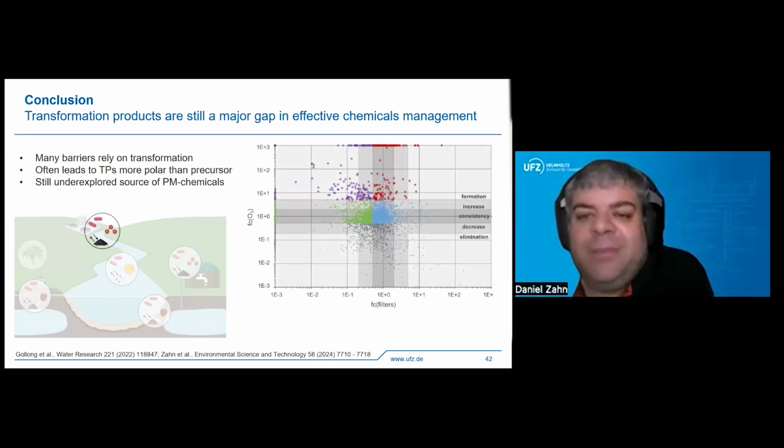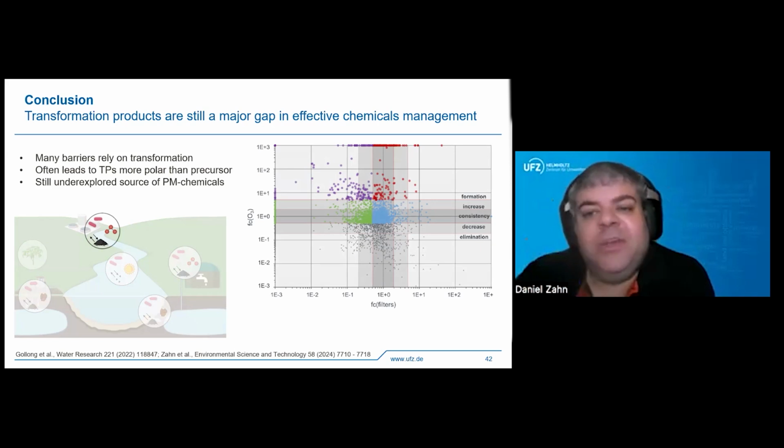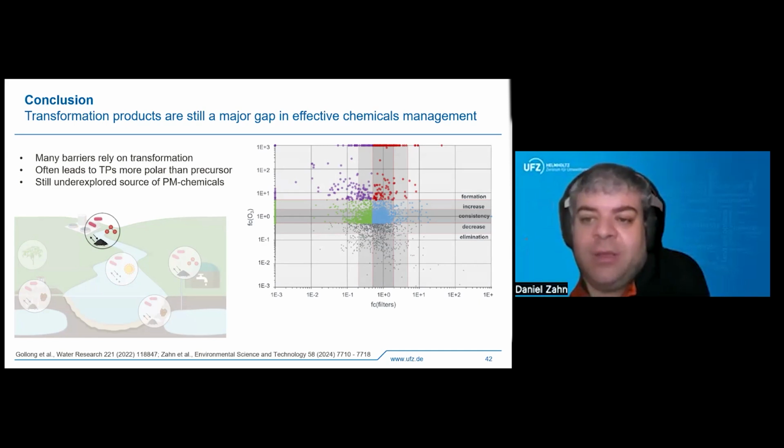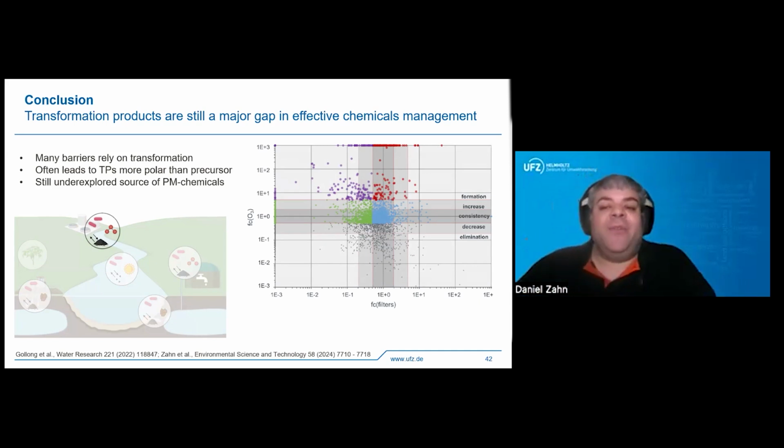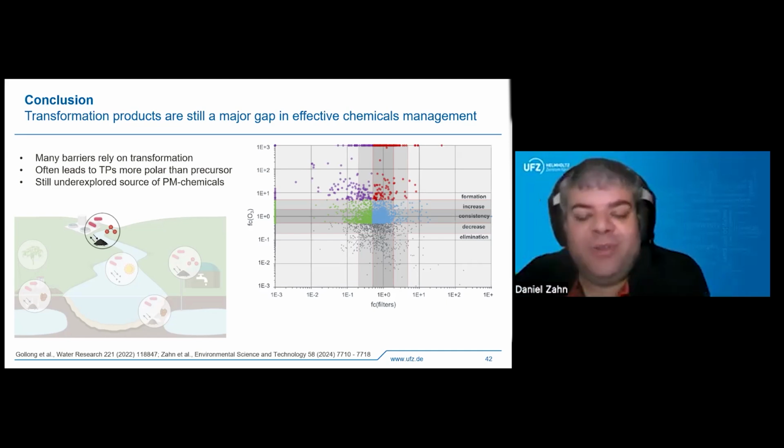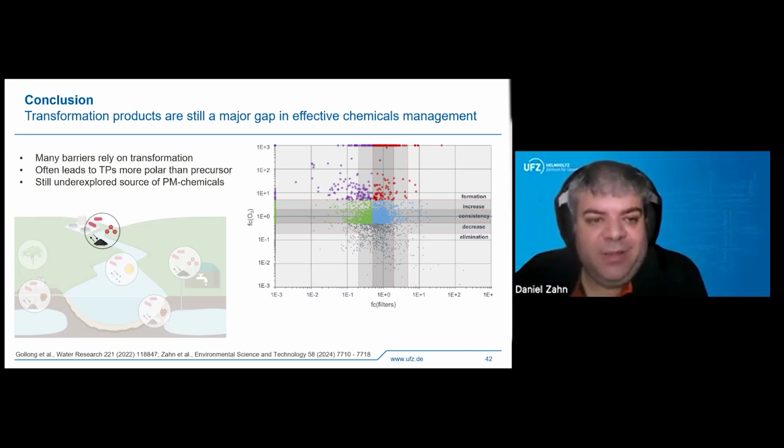we also had a non-target screening. I don't want to go into too much detail here, but every dot represents a feature, so something we detected, a pair of a mass and a retention time. The purple and the red dots are chemicals formed during ozonation. So those are transformation products that are newly formed. And the red dots are those products formed during ozonation that are not removed by subsequent filtration through activated carbon. So you see there's a huge potential to form mobile transformation products that is so far rarely accounted for. And this is, I think, still a gap we have in chemicals management and need to address more.